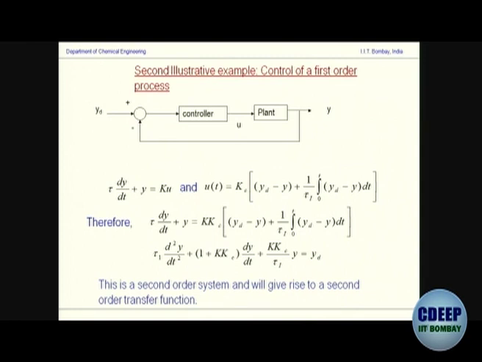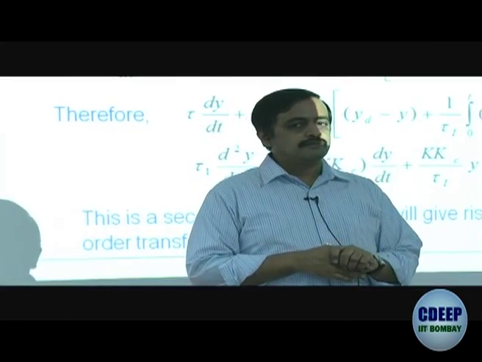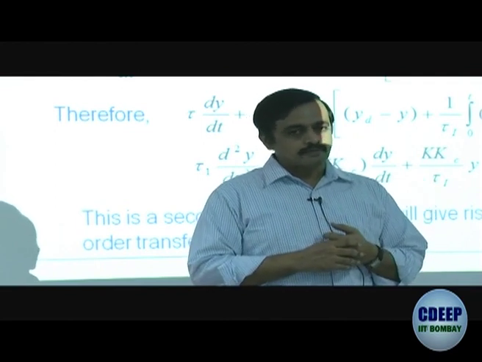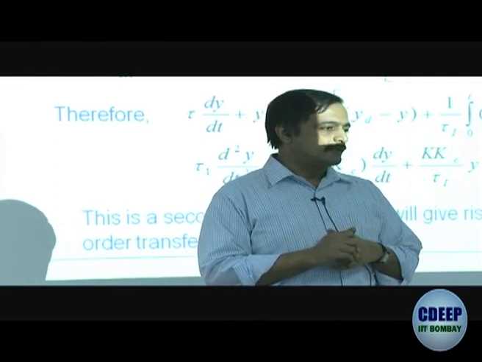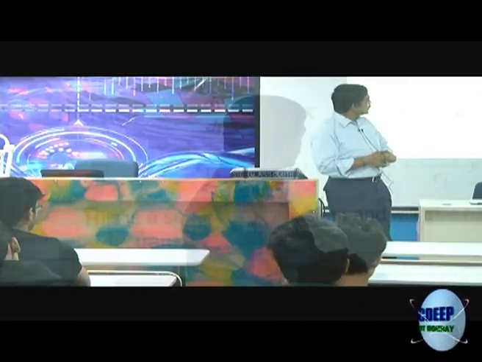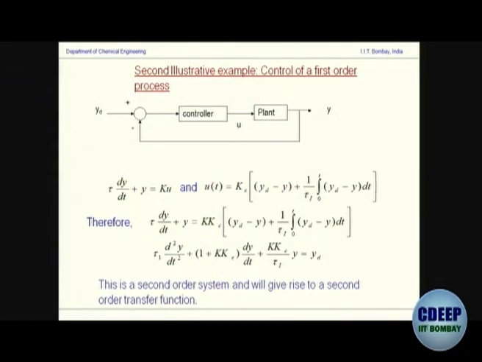We also saw that plants, even if they are a first order, if you put a whole bunch of devices around the plant, such as a controller, such as a sensor, such as actuator, if those elements have dynamics, then the closed loop system, as you see here, may have higher order, although the plant is first order. So for example, plant is first order, but all of that gives you effectively a second order system.